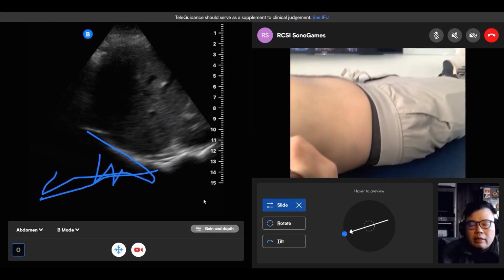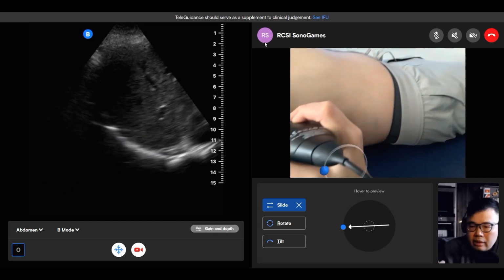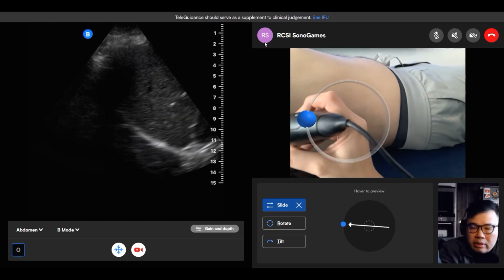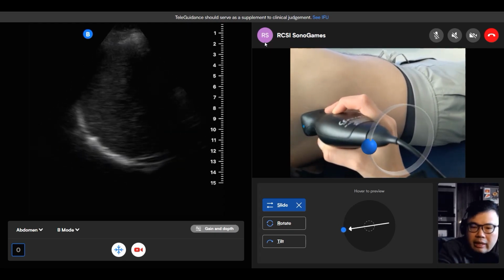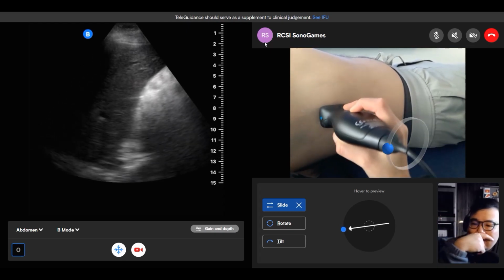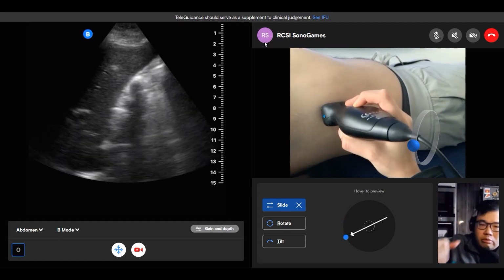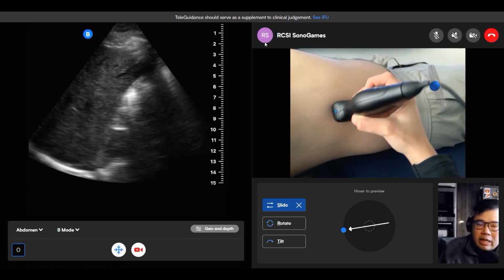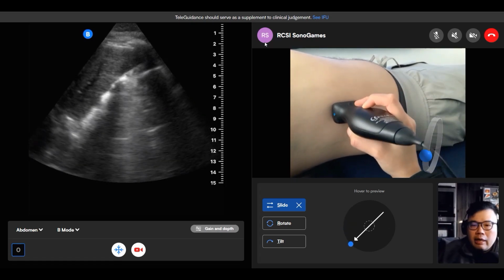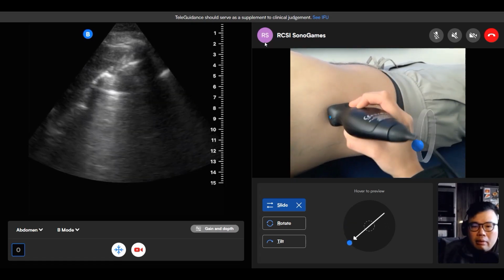Perfect. So you want to see the Morrison's pouch, you go down to the caudal tip of the liver, and then after that you go up to the thoracic space. Yes, exactly. You do that to make sure that you don't have any free fluid at all. Perfect. Excellent.